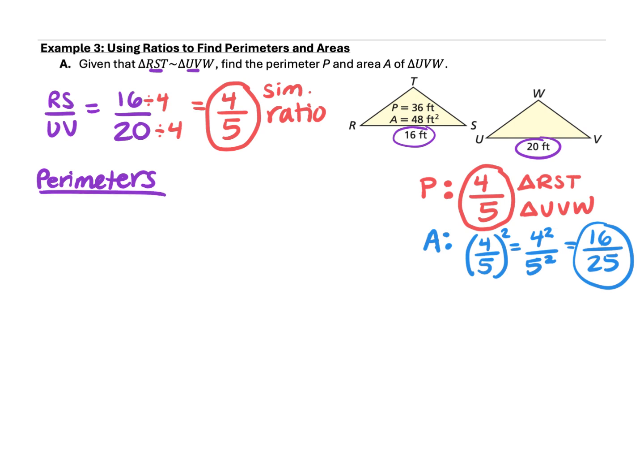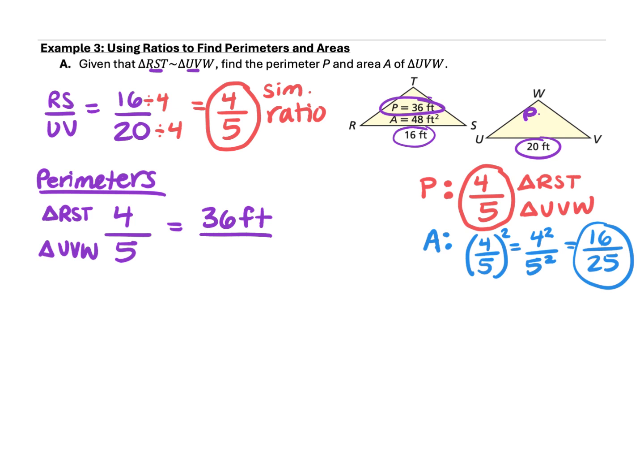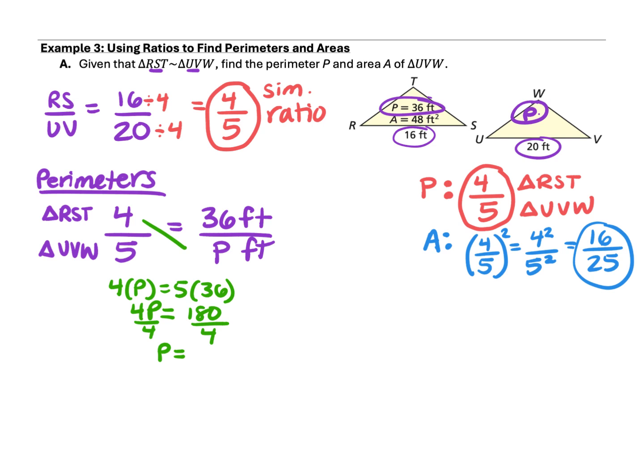First, we need to start with the ratio of the perimeters. That's 4:5, where 4 corresponds with the triangle RST, and the 5 corresponds with triangle UVW. Notice that we have the perimeter of 36 feet right here. So the perimeter of 36 feet in the first triangle corresponds with some value P in the second triangle, which I don't know, so that's going to be 36 over P. And now we can go ahead and solve this with cross products. 4 times P equals 5 times 36. That's 4P equals 180. And then divide each side by 4, and you'll get P equals 45. So the perimeter then must be 45 feet.